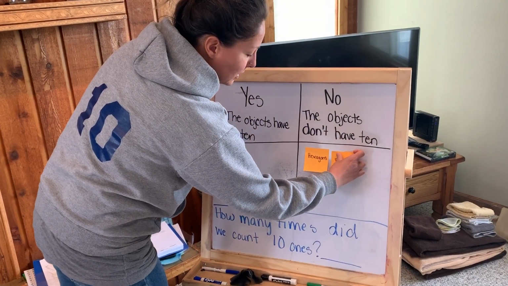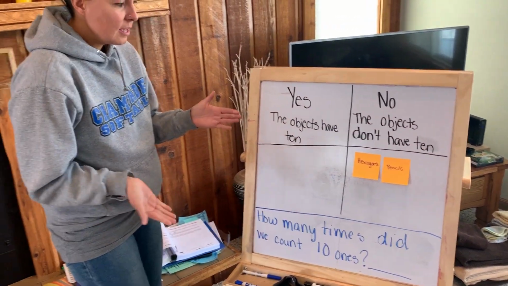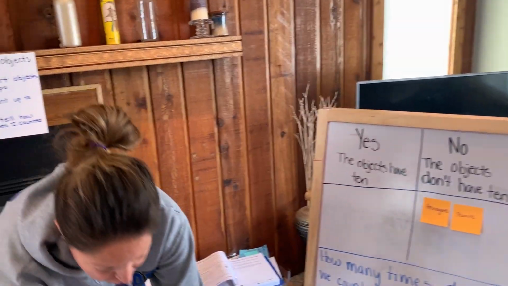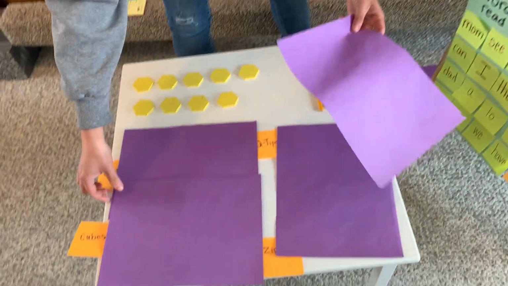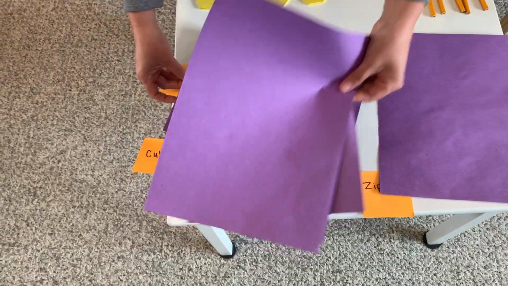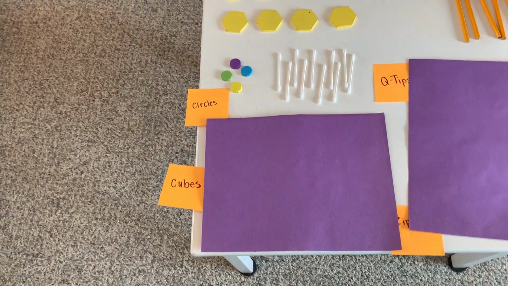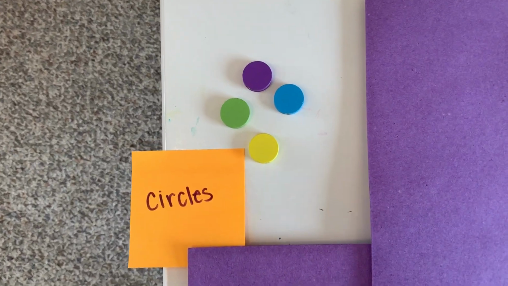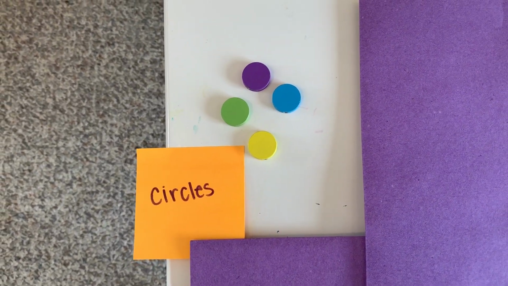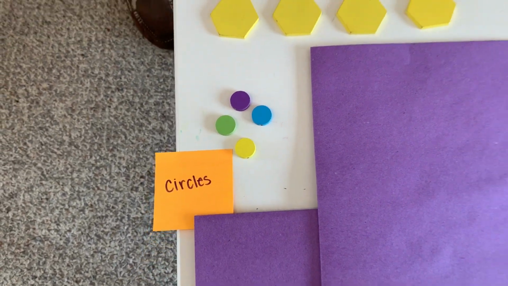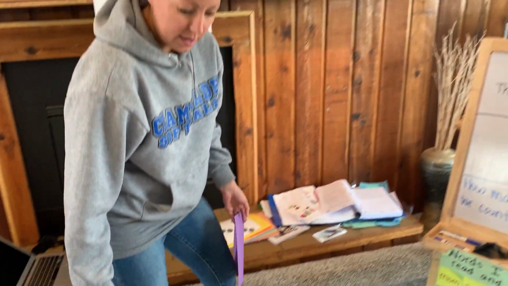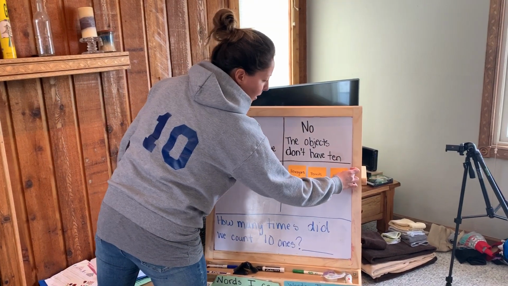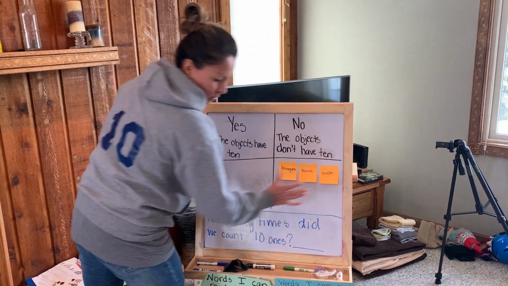Oh man, boys and girls, have we gotten anything that has 10 objects yet? Not yet. Hopefully there's something underneath. All right, let's go to our circles. Go ahead and count those circles. Yes, the objects have 10, or no, the objects do not. I only got 4, so I know that 4 is not 10. Oh my goodness, hopefully I put some things under here that have 10.